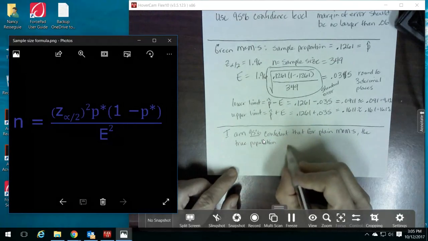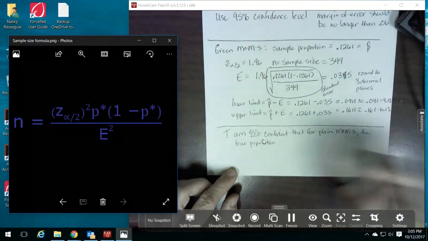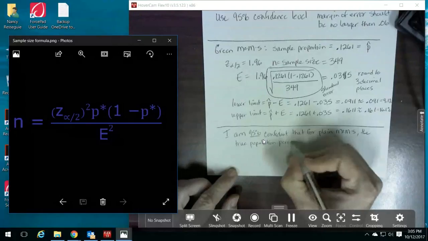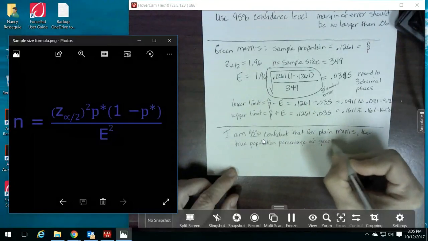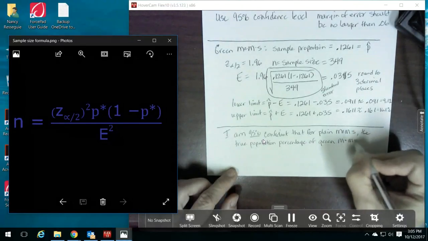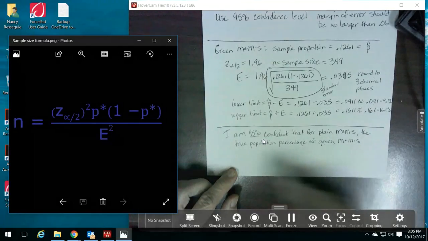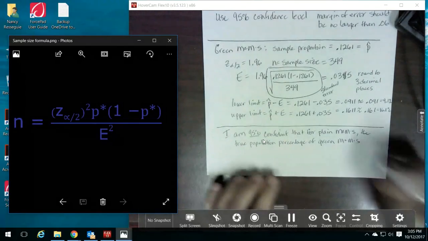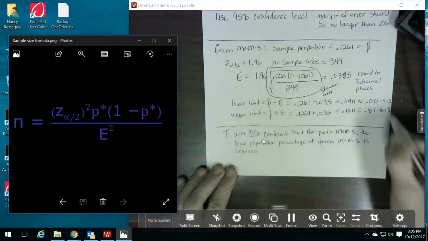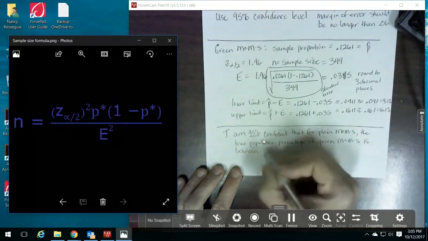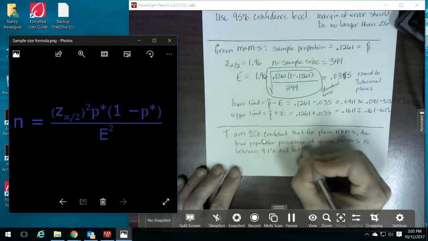and here if I'm using proportions, so if I'm using the decimal form, I'd say proportion. If I'm using percentages, I'd say percentage. And then I want to say what I'm talking about. I'm talking about the green M&Ms right here. So you're going to write one of these statements for each different color. Okay, so the true population percentage of green M&Ms is between, and then I'm going to put down my lower limit and my upper limit. So in my case, it was between 9.1% and 16.1%.